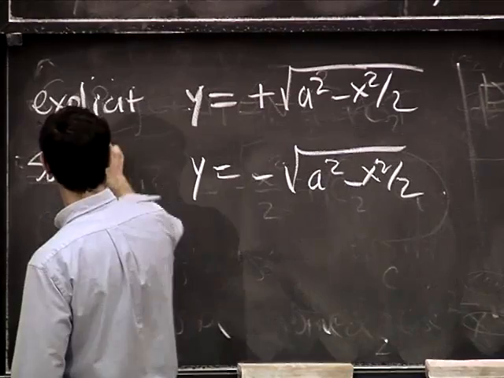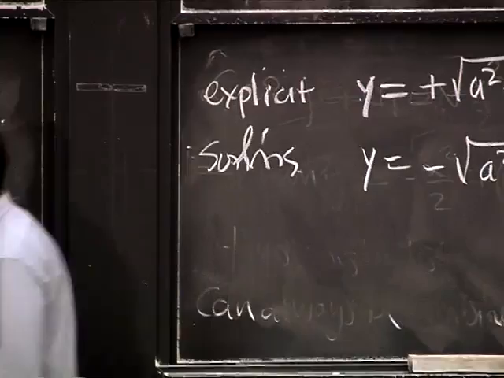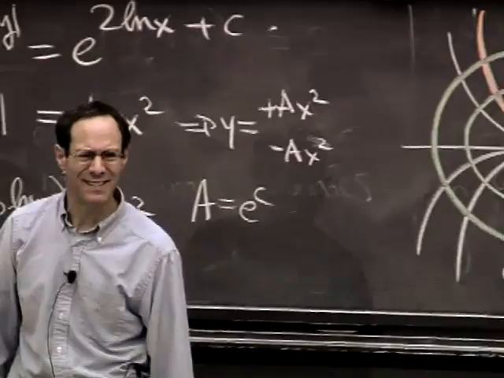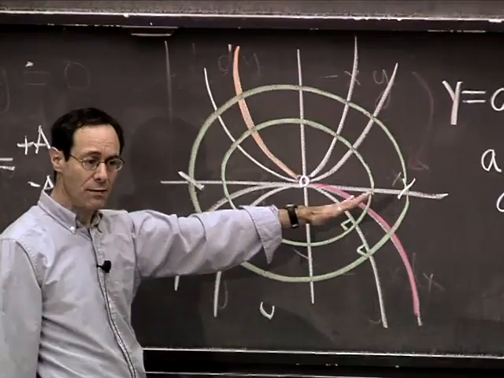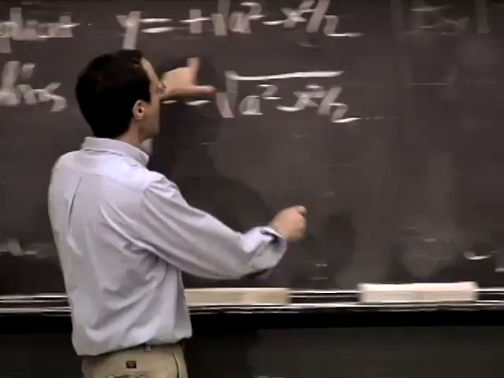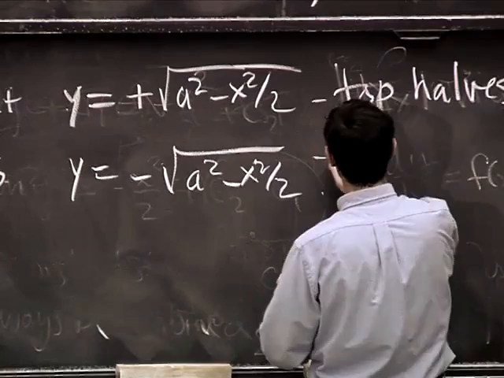And now we notice something that we should have noticed before, which is that an ellipse is not a function. It's only the top half, if you like, that's giving you a solution to this equation, or maybe the bottom half that's giving you a solution to the equation. So the one over here is the top half, and this one over here is the bottom half.